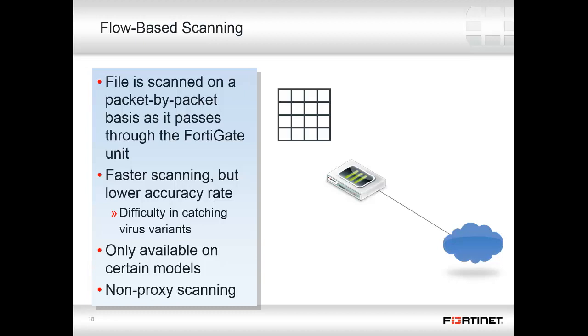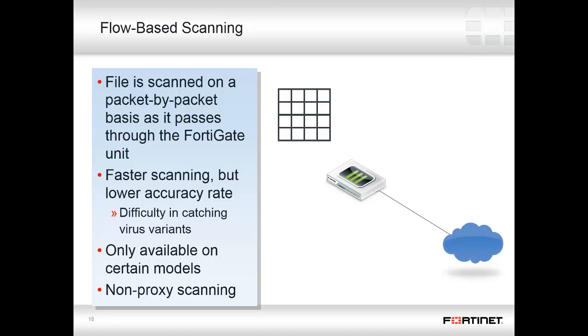Proxy-based scanning buffers the whole file and scans through it, whereas flow-based scans packets in chunks. Some viruses attempt to hide themselves by splitting into pieces and/or jumping to different parts of the file. Obviously, if you are scanning in chunks, this kind of a virus could be undetectable.